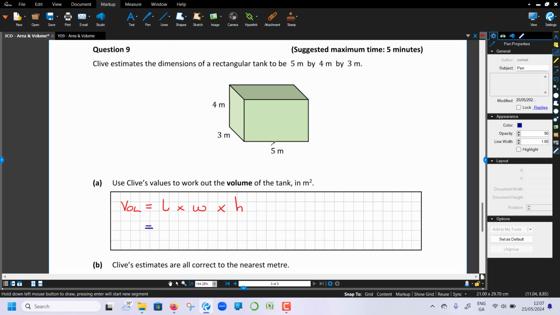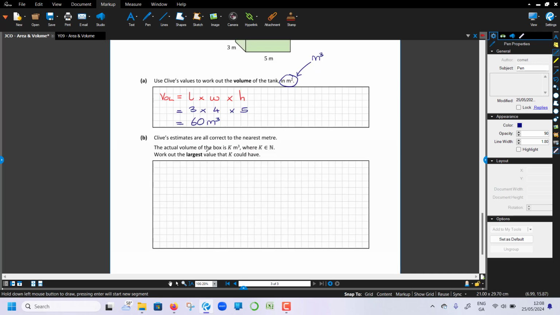You could call that the length, you could call that the length, it doesn't matter. Anyway, it's 3 times 4 times 5. Now 3 times 4 is 12. 12 times 5 is 60. So you're going to get 60, and the units are meters squared. Whoa, that's wrong, isn't it? That is wrong in the question. The volume is meters cubed because it's 3 dimensions. So that should be meters cubed. Anyone that spotted that? Well done. So that would be your answer, 60 meters cubed.